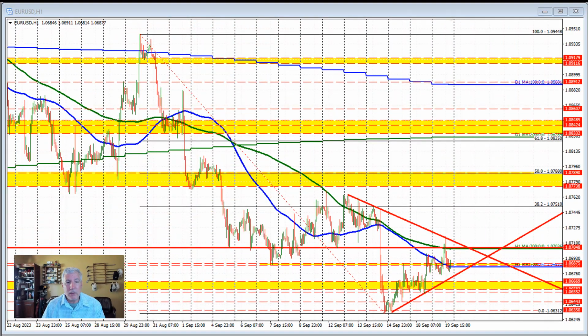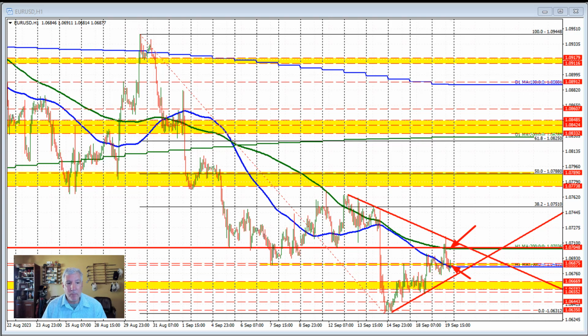Looking at the euro versus US dollar on the hourly chart, the neutrality of the market comes in from things like the 200-hour moving average and the 100-hour moving average. The current price is just above the 100-hour moving average. That's the blue line in this chart at 1.0683 on the downside. The 200-hour moving average comes in at 1.0703 on the top side. The current price is trading at 1.0688, just above the 100-hour moving average, in a neutral technical area.